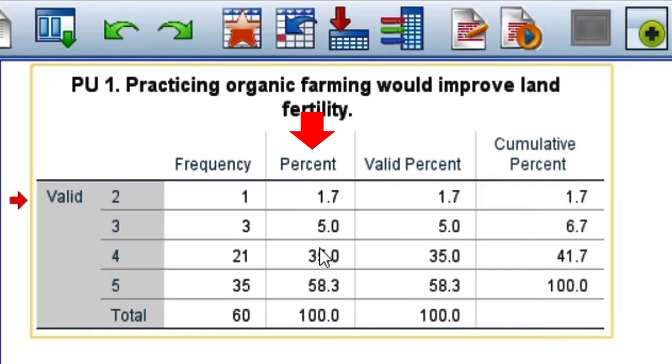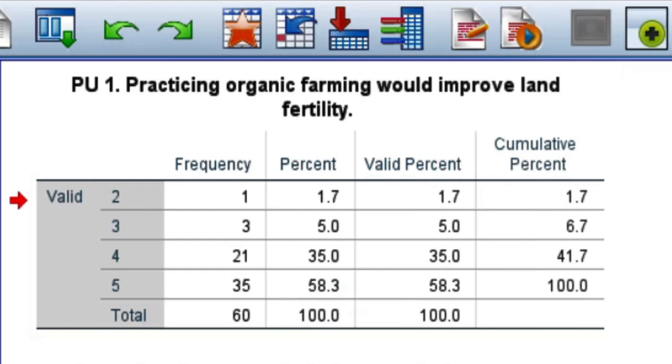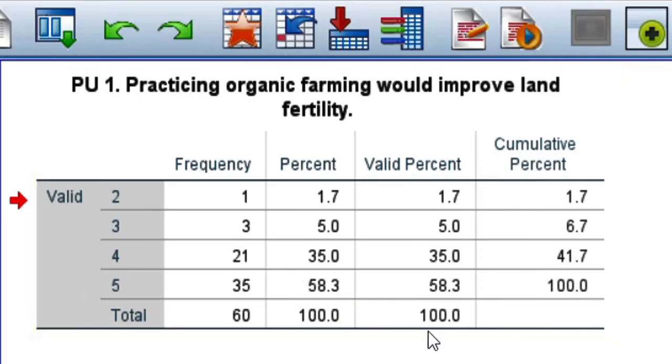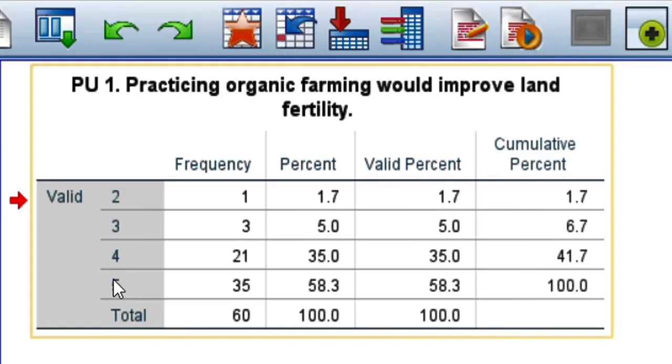Percentage. The second column of results shows the percentage. Percentage expresses a frequency as a proportion out of 100, and it is generally calculated as frequency divided by total frequency multiplied by 100. In this example, the highest percentage appears for strongly agree, that is, Likert scale 5.